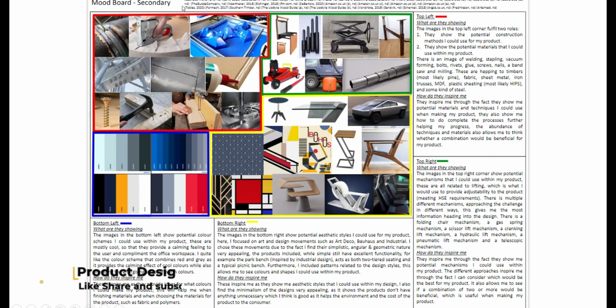Also, I forgot to mention that yes, this is secondary research, and also very, very important, make sure you keep the links to every single image you get, because you will have to reference it properly, which is what all these references at the top are.